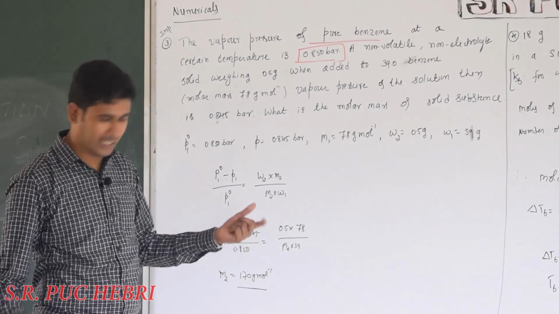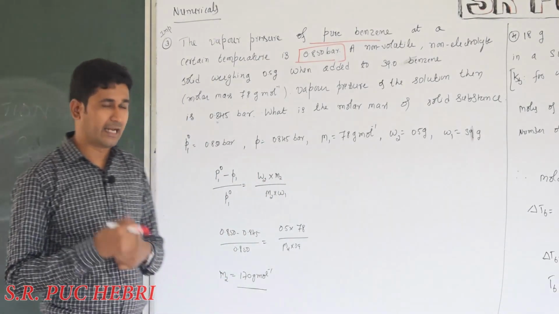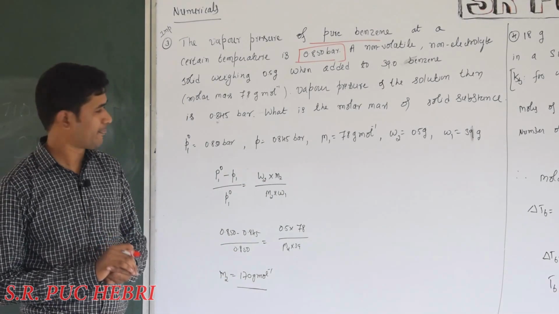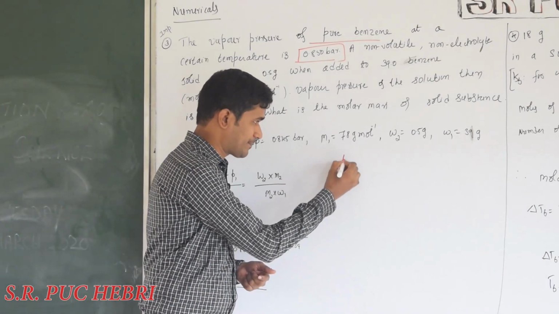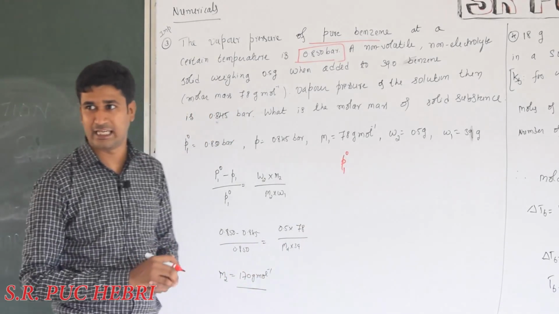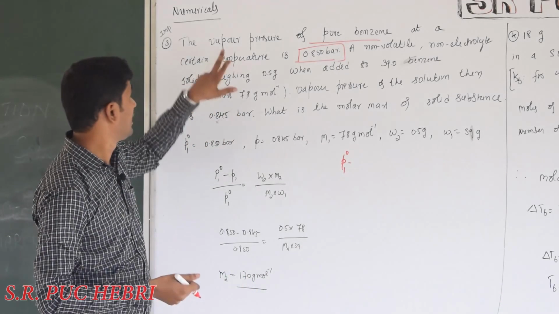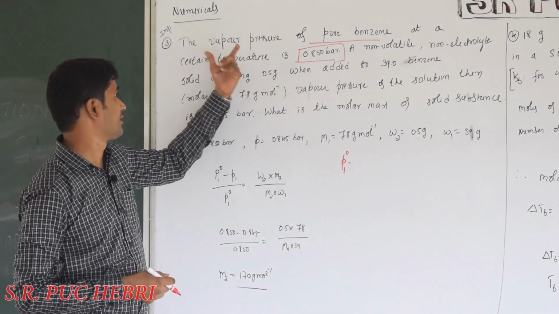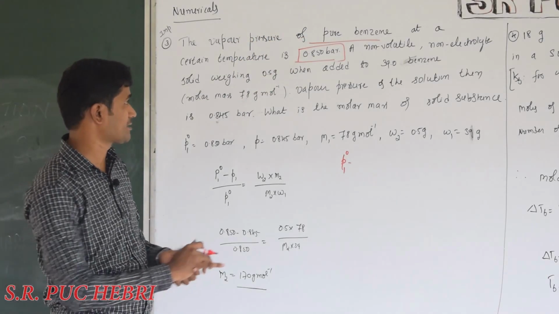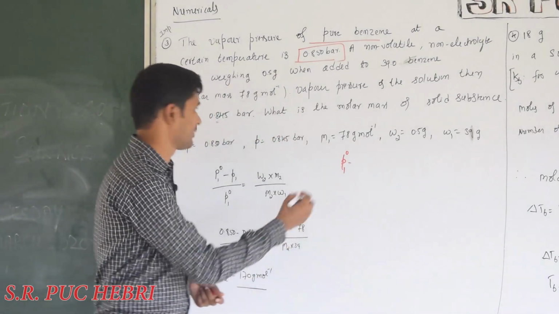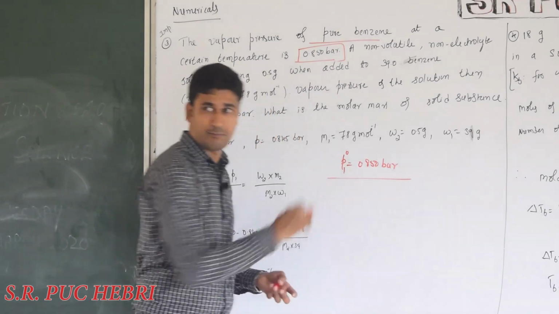While discussing the relative lowering of vapor pressure, we discussed how to calculate it mathematically. In that case, we have taken the vapor pressure of pure solvent as P10, before the addition of any solute. Here, which solvent is given? Benzene is given. The vapor pressure of that pure benzene at lab temperature is 0.850 bar. This is the vapor pressure of pure solvent.